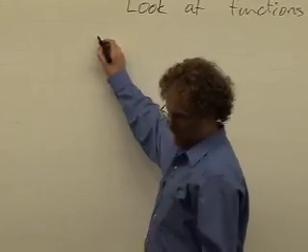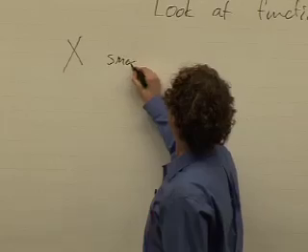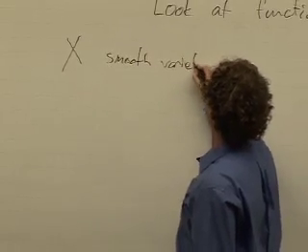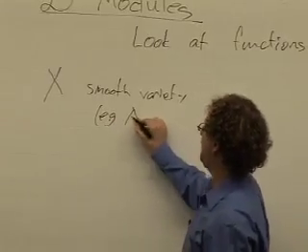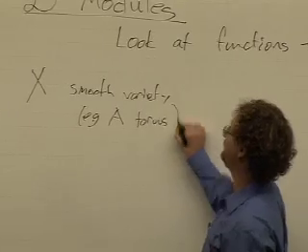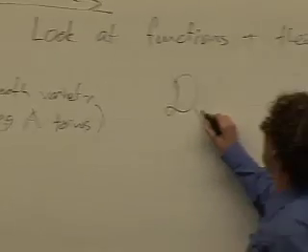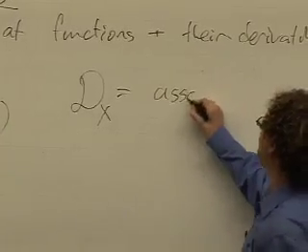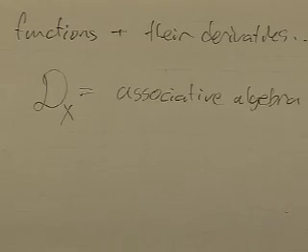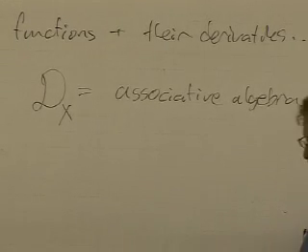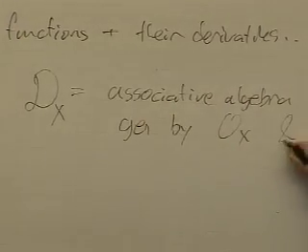So first of all, what is D? If I have X, an algebraic variety, let's say a smooth variety. For example, just take an elliptic curve, or an abelian variety, a torus. This is the kind of spaces I'm going to be looking at. What is D? D_X means the associative algebra of differential operators on X, but algebraic differential operators. So it's generated by functions and by vector fields.